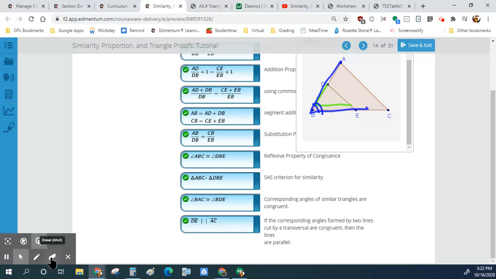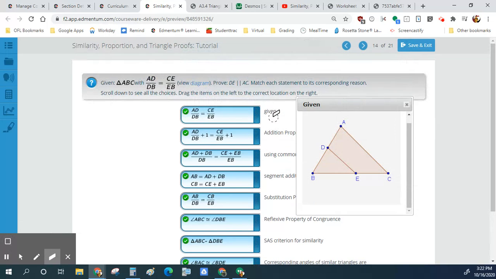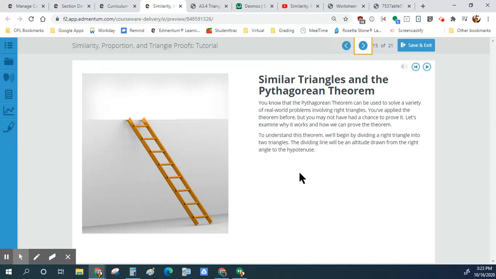I don't know what Edmentum is trying to have us prove from there. And their proof methods are always very difficult to understand too, because they skip steps. So it's very interesting. So now we're going to use similarity of triangles to kind of finish off the Pythagorean theorem.